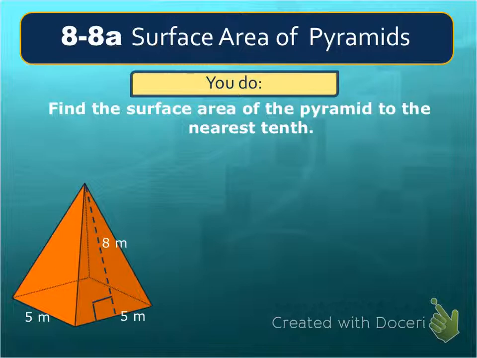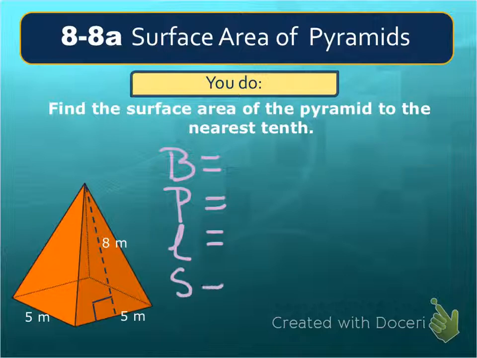Okay, looking at this second to last one, you need to find the surface area of this. Remember, to find this, you need to know the area of the base, the perimeter of the base, the lateral height, which is given to you, and then plug it into that equation. Surface area equals base plus 1/2 the perimeter times the slant height.